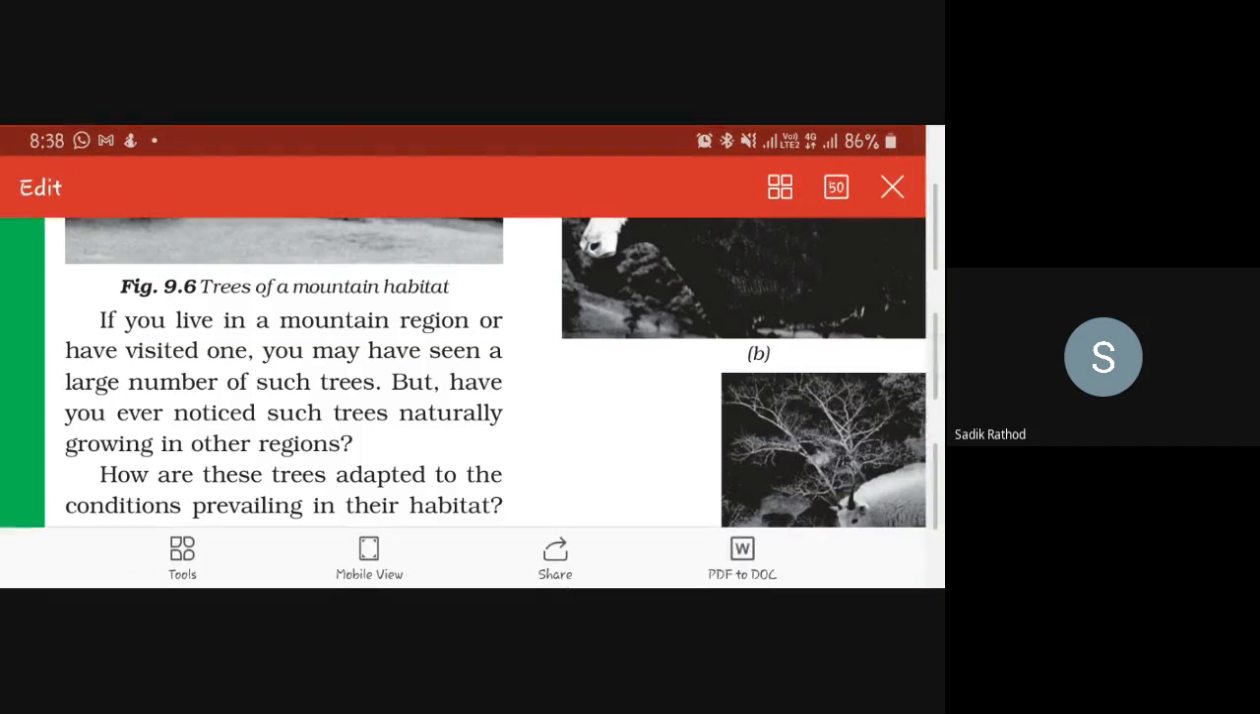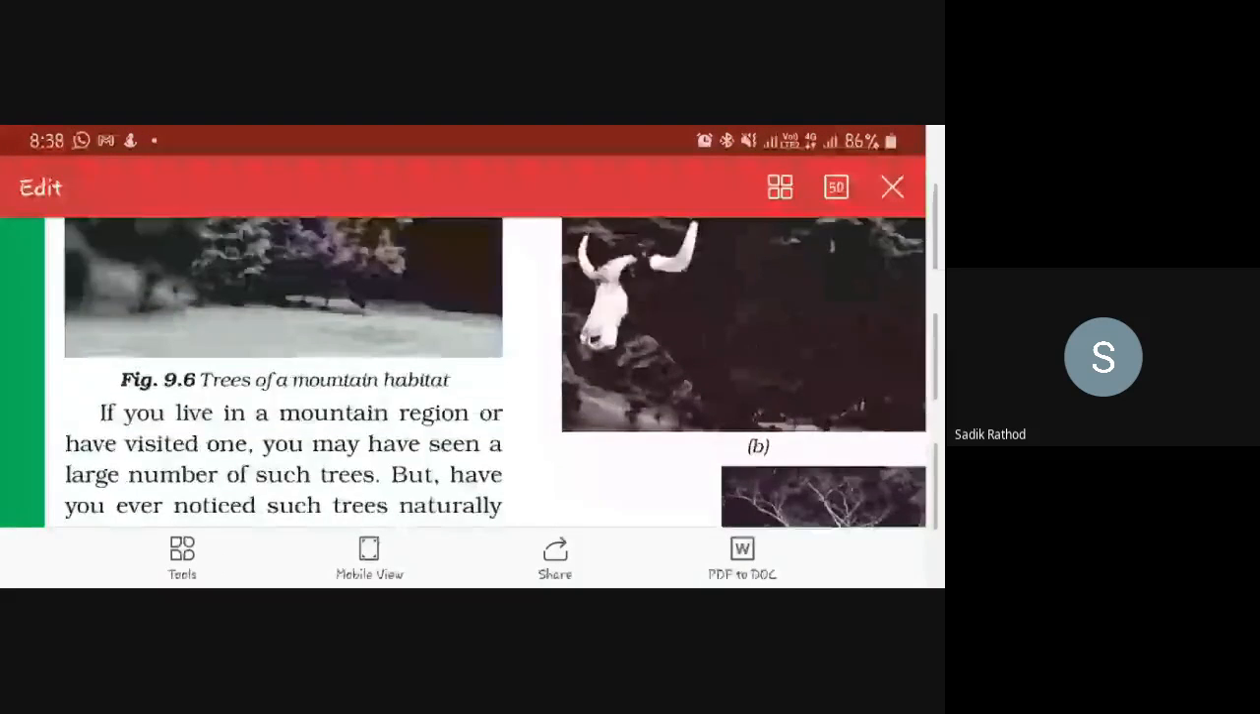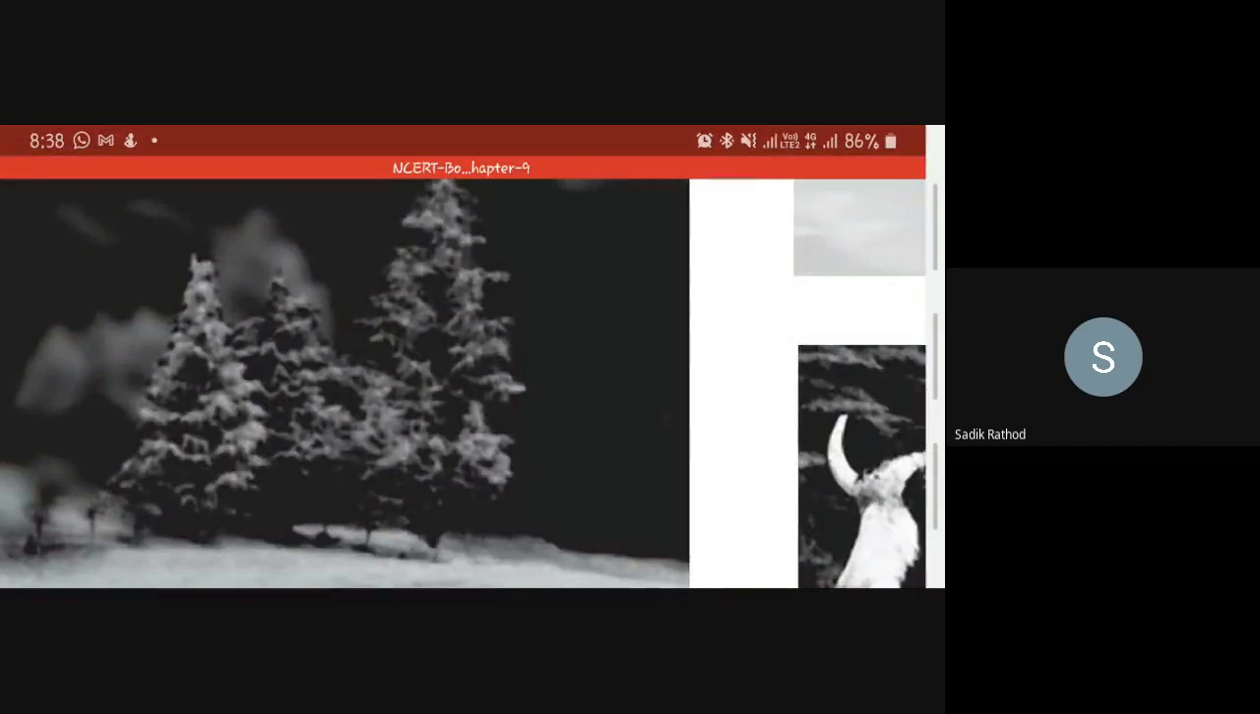Now you know what this type of cone-shaped plant is. You can find this type of plant in mountain regions only, where sometimes when snow falls, the top of the tree will save itself. As the shape is triangle shape, the snow will slide down.